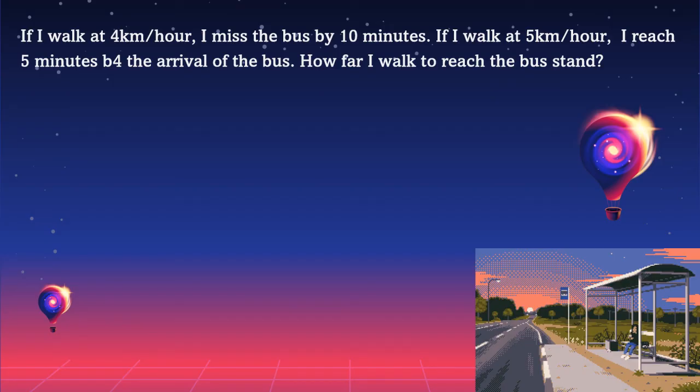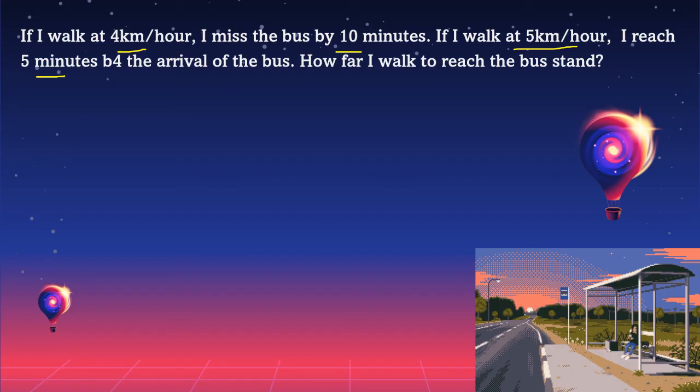If I walk at 4 km per hour, I miss the bus by 10 minutes. I'm going to walk from my home to the bus stand, which is the same distance again. If I take this speed, I miss the bus by 10 minutes, and if I take the other speed, I arrive 5 minutes before the arrival of the bus. So how far do I walk to reach the bus stand?